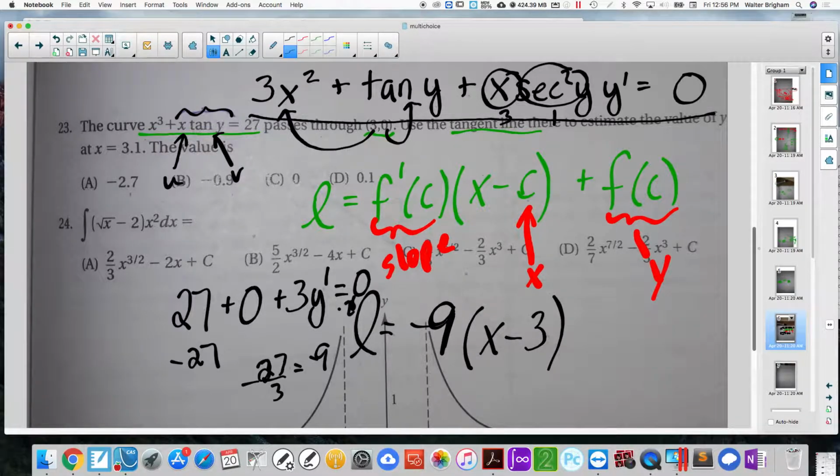L equals -9(x minus 3), but that's not what they want, do they? They want me to use that line to find the value at x equals 3.1. And I have no calculator. Hopefully they won't make that math hard. Put 3.1 into here. What's 3.1 minus 3? 0.1. 0.1 times -9? Negative 0.9. Once again, this problem is longer than a multiple choice would be, but everything you would ever have to do with a local linear question is in that problem.